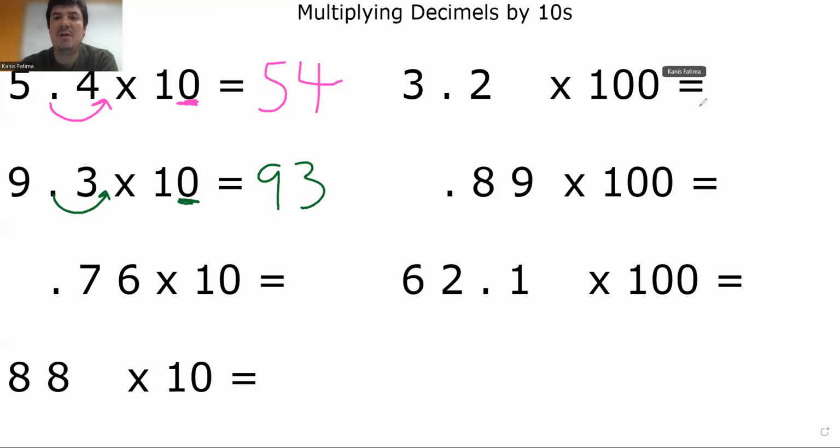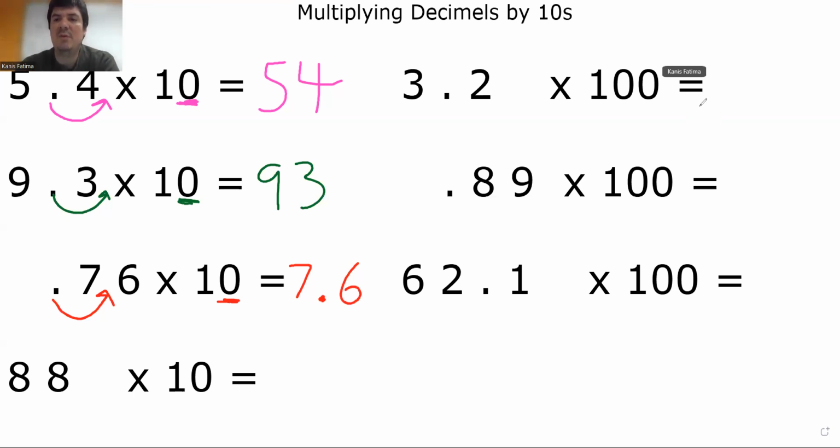Looking at our next number, 0.76 times 10. Again, 10 has 1 zero. You're just going to move the decimal to the right one spot. So our new number is 7.6.